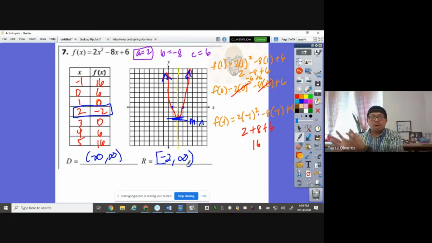When you already know the vertex and you're being asked to graph it on the table, you plug that vertex back into the table and then find the values of x. And then for you to find the value of y, you're going to plug those x values into the problem, and you know how to find the domain and range.